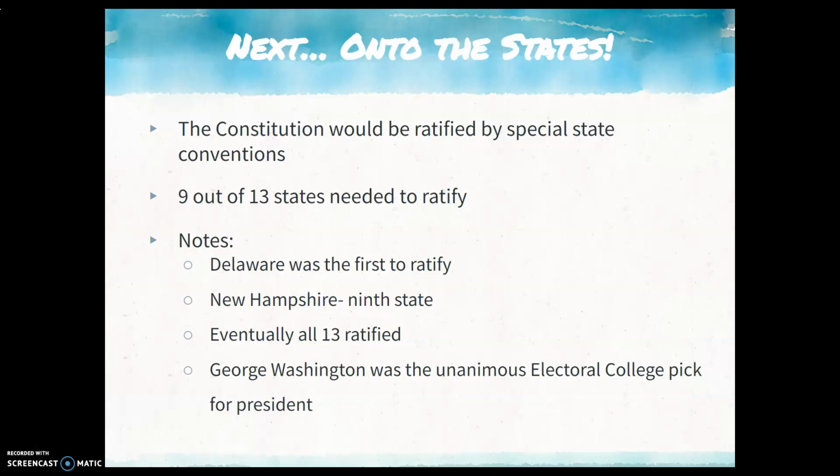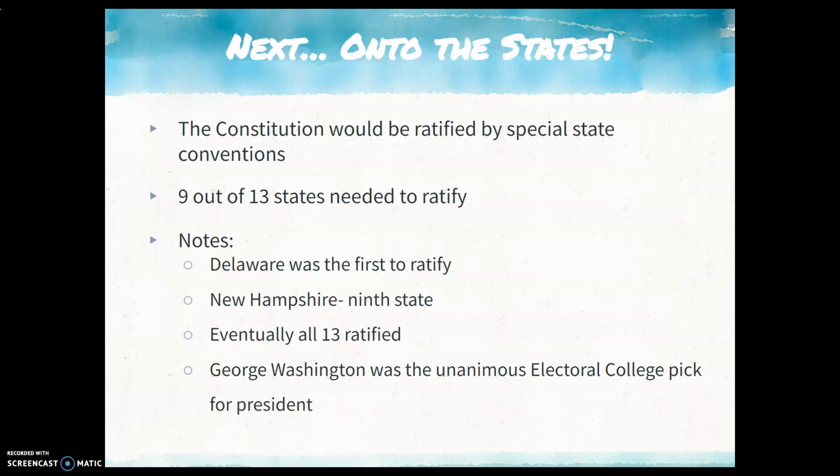Today is all about the amendment process, and we know that to get the Constitution to go into effect as our new system of government, the Constitution needs to be ratified by 9 out of the 13 states. So just a couple notes on the ratification here. All states called and convened special state conventions. Delaware was the first to ratify the Constitution, which they proudly put on their license plates.